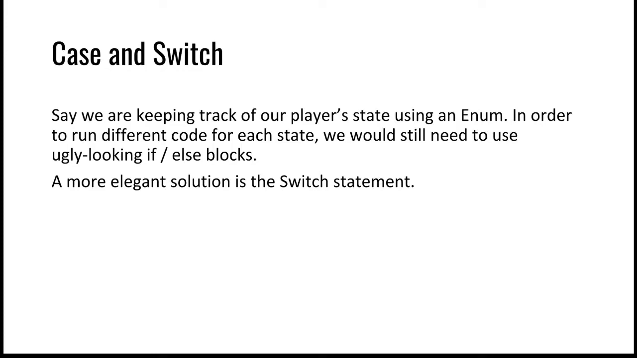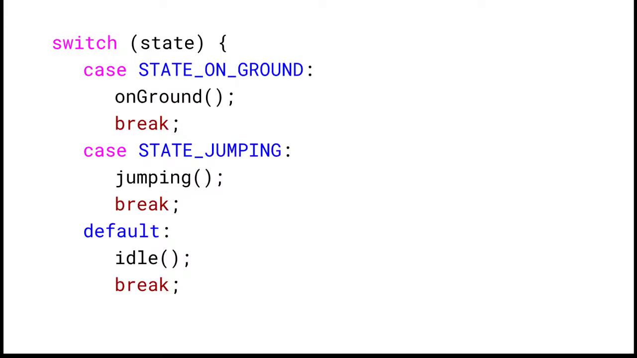So there is a more elegant solution if you're using a kind of state-based thing, and that is the switch statement, or the case and switch. In this example, I have an enum called state. I'm assuming that this is unnamed. I kind of screwed up on that. But basically, we have our state variable, and this holds an enum that describes something about our state. In the case that it's state on ground, then we run a function that's on ground. Otherwise, if it's jumping, then we run a jumping function. And then the default is the idle.